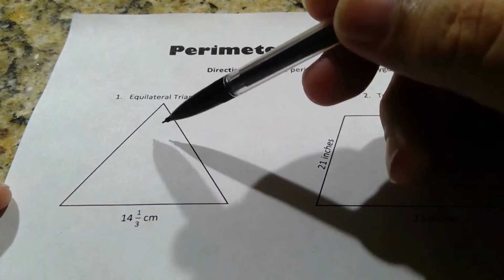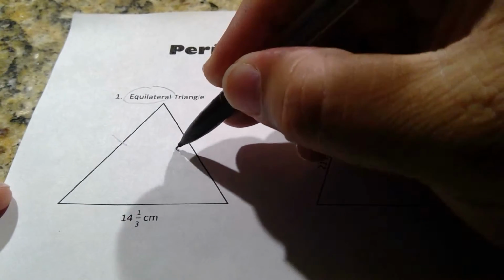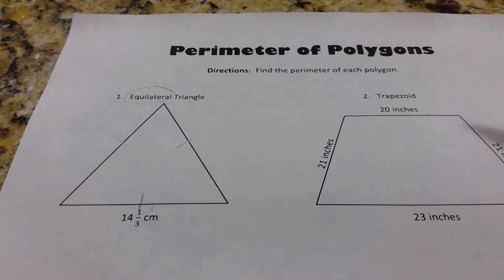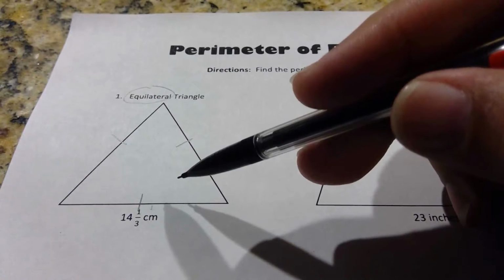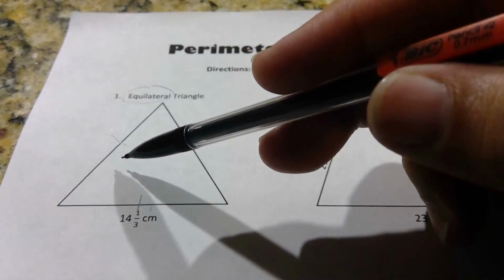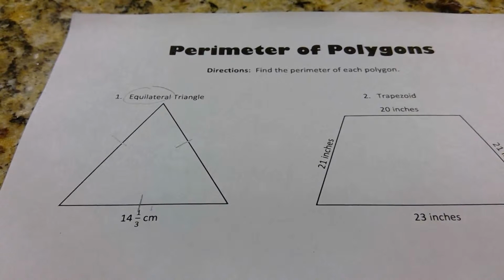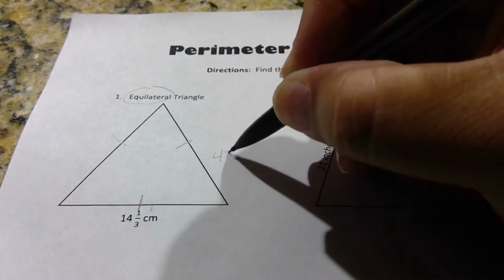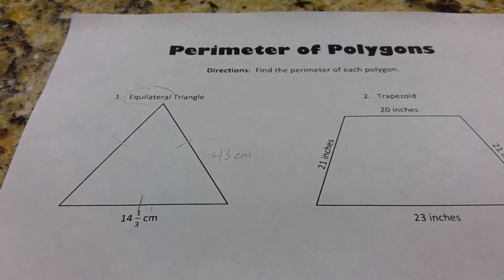And so here I have an equilateral triangle. So I know if it's an equilateral triangle, then all three of my sides are going to be congruent. And so if all three sides are congruent and one of them is 14 1/3, then it's going to be 14 1/3 plus 14 1/3 plus 14 1/3. Or I could always just do 14 1/3 times 3. Well, 14 times 3 is 42. And then 3 times 1/3 is 1, so 42 plus 1 is 43. So my perimeter is 43, and my units are centimeters.